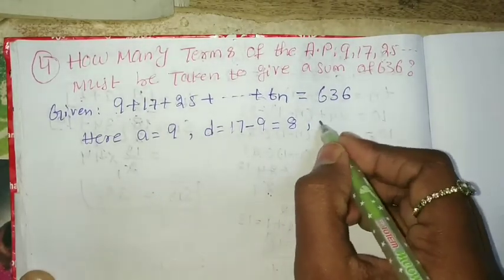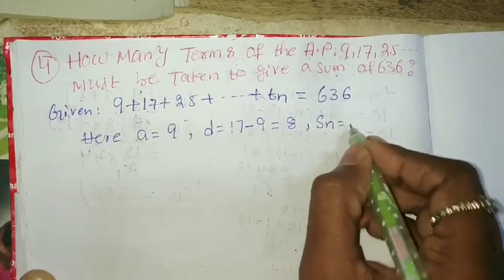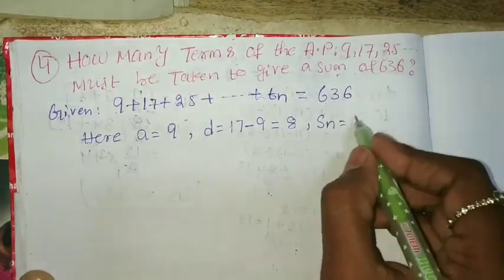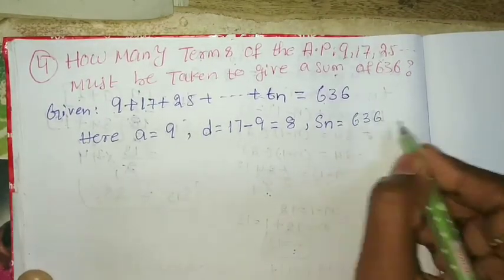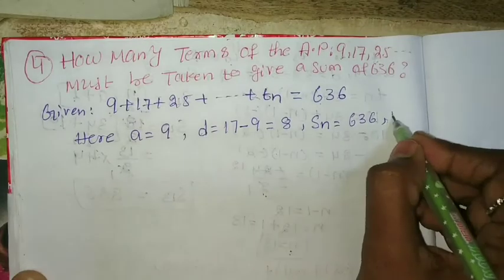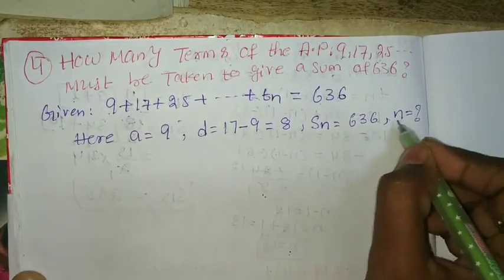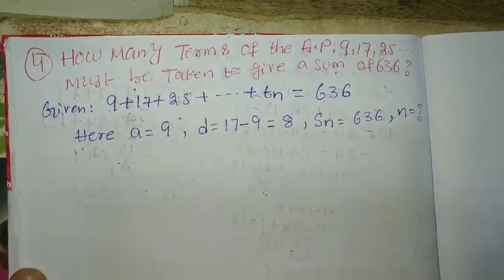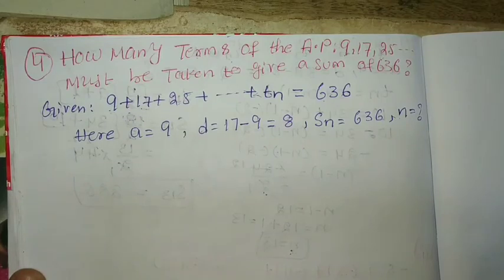Next, what is the sum of n terms here? The sum of n terms means 636. It is also already given. What we need to find? We need to find n. n is nothing but how many terms are present in our arithmetic progression.